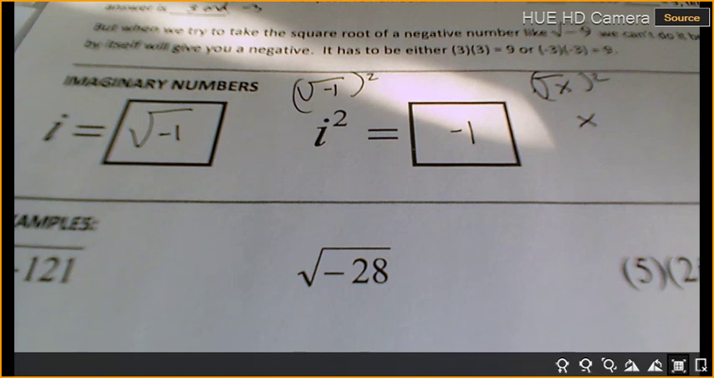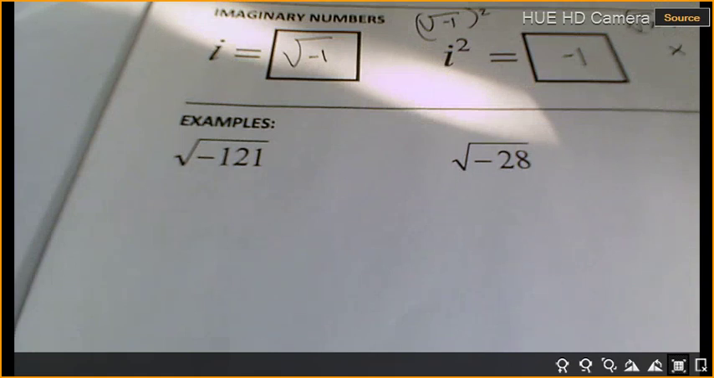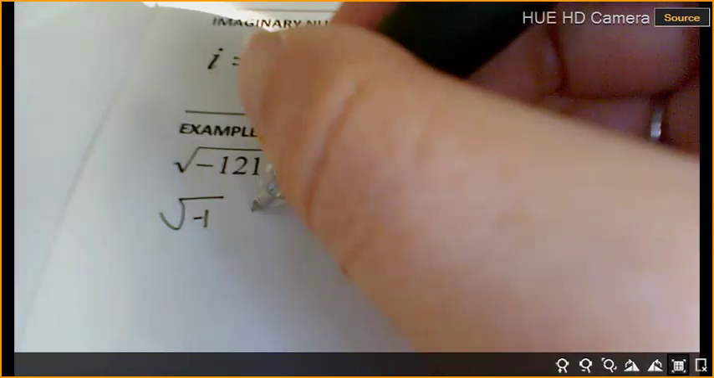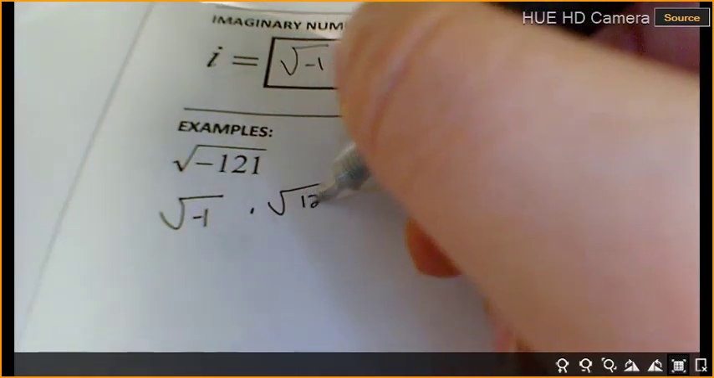So what we're going to do with these examples is go through and change them to where we have i and the negative. Okay? So we've got the square root of negative 121. We're going to change this to the square root of negative 1 times the square root of 121.